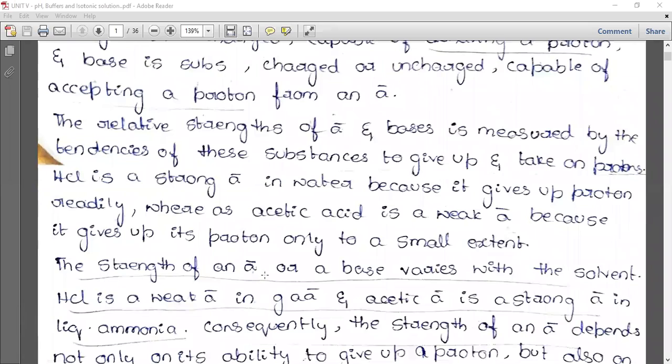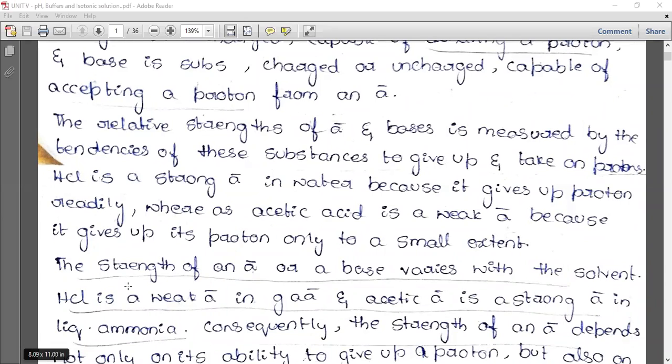Not only this is one way of calling it a weak acid or a strong acid. The strength of an acid or a base varies with the solvent. As I told earlier, HCl is a strong acid when we add it into water. But the same HCl, when you add it into glacial acetic acid, it becomes a weak acid. So there are two criteria for calling any acid a strong acid or a strong base or a weak acid or a weak base.